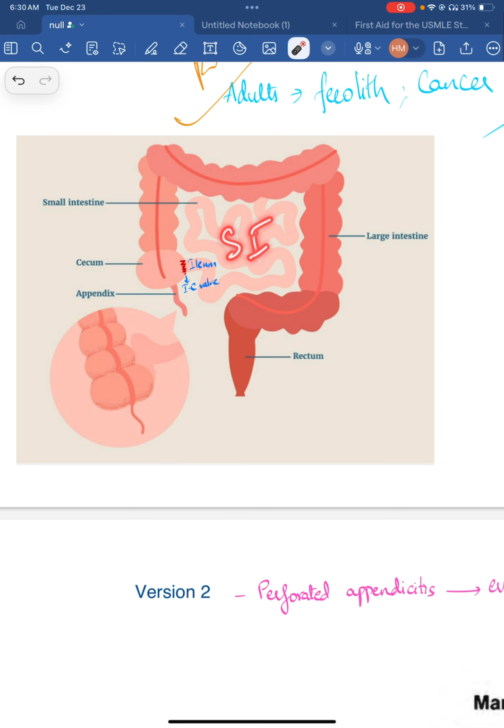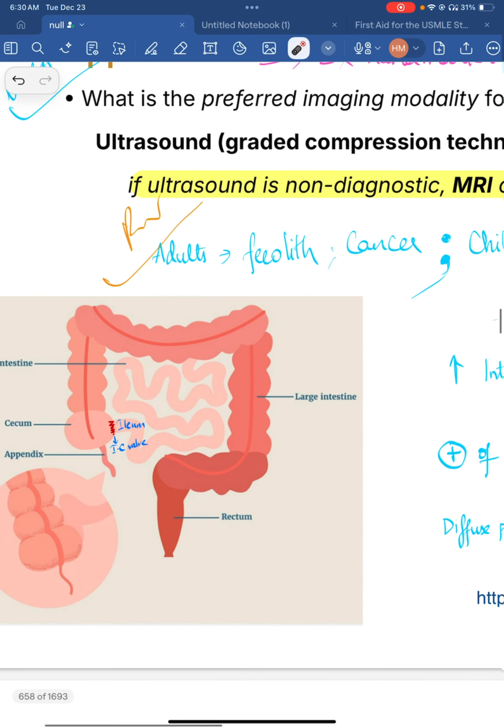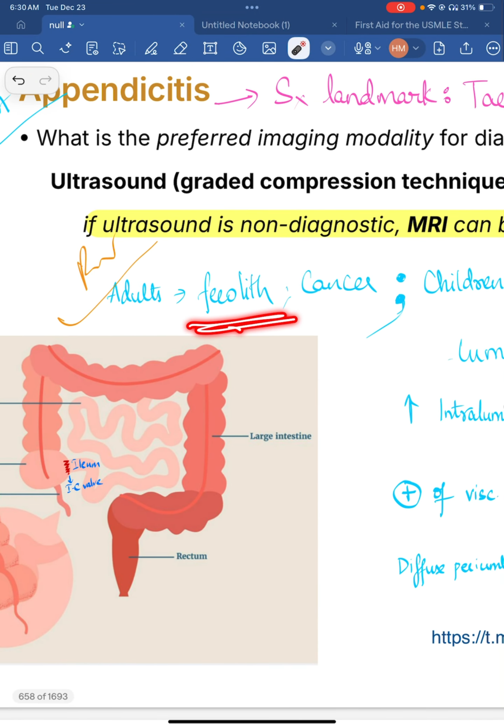This is your small intestine, this is your large intestine. Ileum is the terminal part of small intestine. It connects into cecum. Now, cecum has a vestigial organ, appendix, the presence of which is of no use. That is why it's called vestigial organ. Sometimes this appendix gets inflamed. And what are the conditions that cause inflammation of appendix? In adults, it's usually fecolith. What is fecolith? Feces forms a stone that is called fecolith.